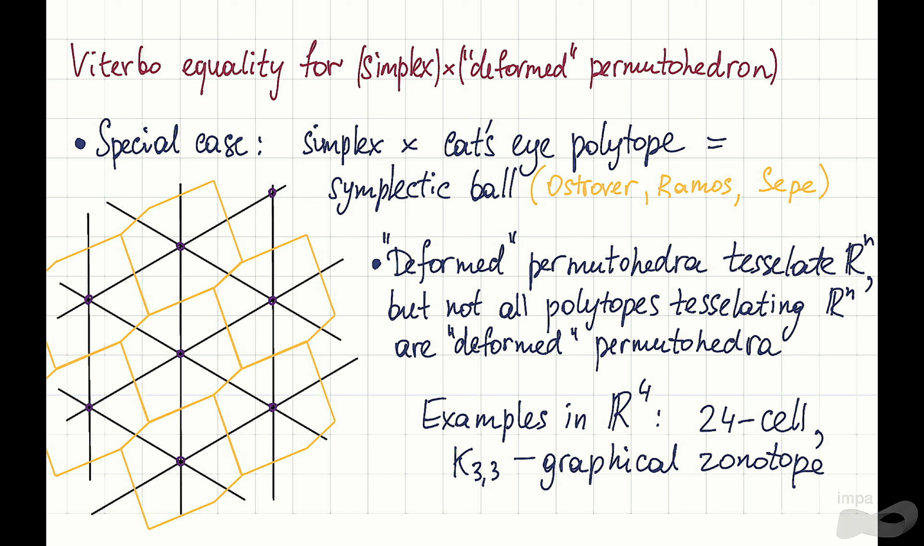And allegedly, I asked Alexey Garber, and he told me about some mystical K33 graphical zonotope, or zonotope coming from the K33 graphical lattice, something like that. I don't even know how to properly call this object. So allegedly, there are some weird polytopes starting from dimension 4. And these are basic examples which make the Voronoi conjecture very hard.